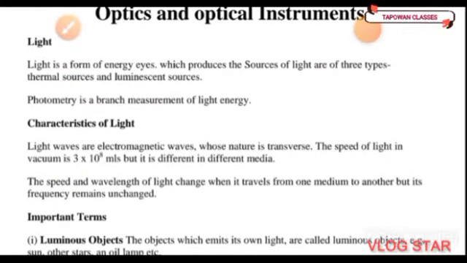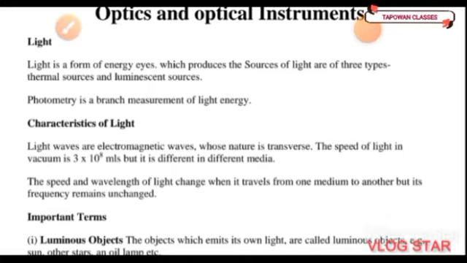How can you understand what light is? Light is a form of energy, and there are three types of sources of light. Light is a form of energy and it is produced by luminous sources, such as the natural sun.